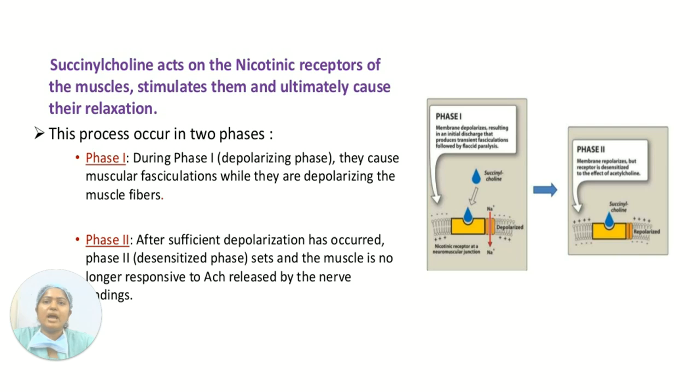Succinylcholine acts on the nicotinic receptors of the muscles, stimulates them, and ultimately causes them to relax. This process occurs in two phases: the depolarizing phase and the desensitized phase. In phase 1, or the depolarizing phase, it causes muscle fasciculations while depolarizing the muscle fibers. In phase 2, after sufficient depolarization has occurred, the muscle is no longer responsive to the acetylcholine released by the nerve endings.